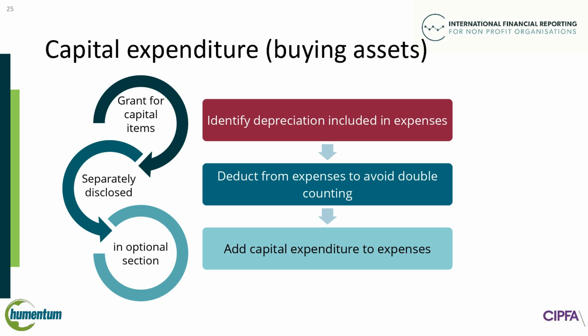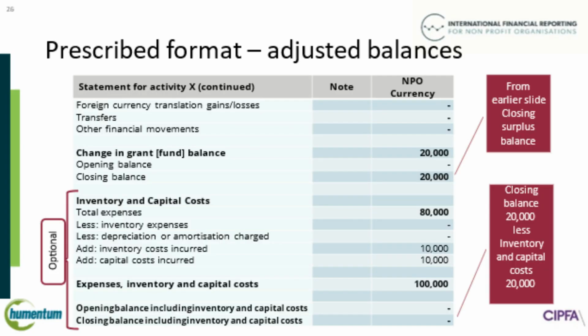Similarly, the practice guide permits capital costs to be presented separately. If this option is chosen, the costs of depreciation or amortization of grant-funded assets need to be identified and removed to avoid double counting. Then the amount of capital expenditure or asset purchases is added to the expenses. In this simple example, there were no expenses relating to inventory use or asset depreciation, but 10,000 was spent on inventory and 10,000 on capital items in the period.